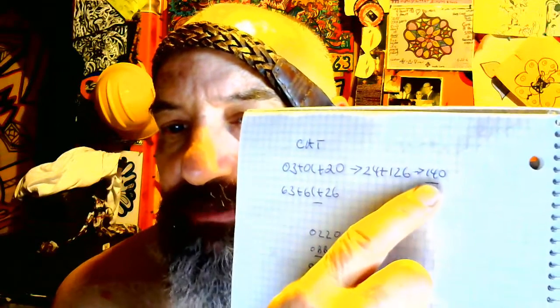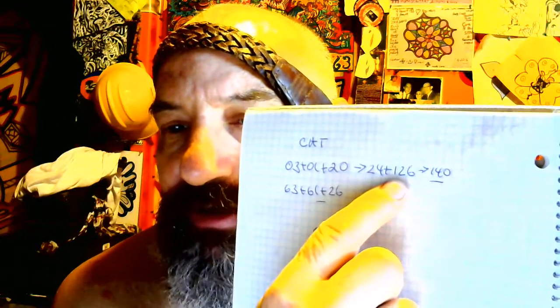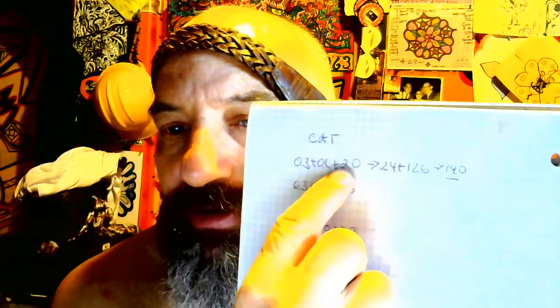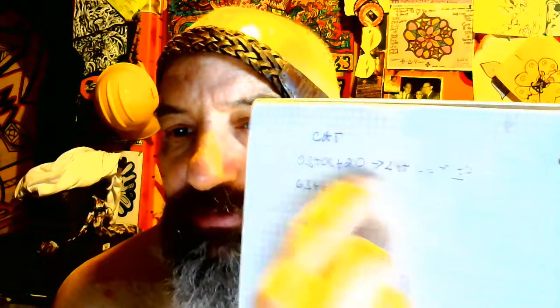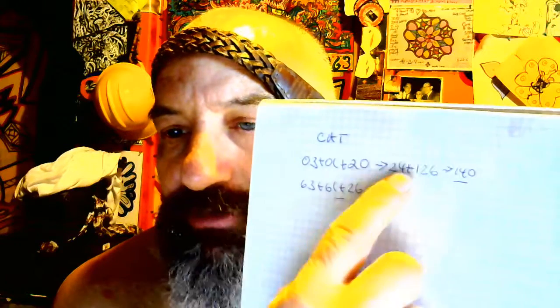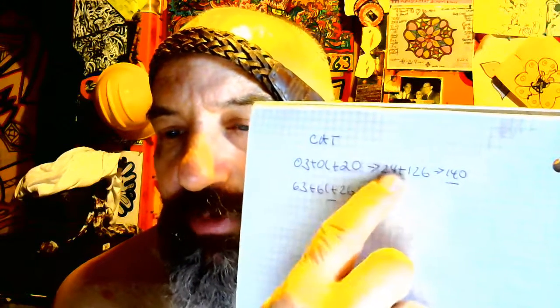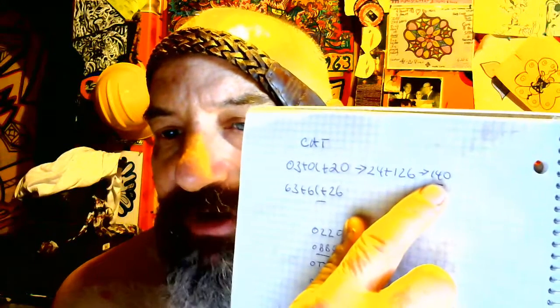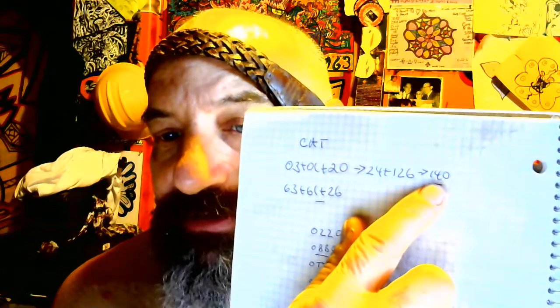I made a mistake over here. 126, right? This is probably a mistake. Let me start over. 21, 24. 60 and 60 and 6, 126, 136, 146, 150. This would say 1, 5, and 0 is the cat. That's the circle of life.